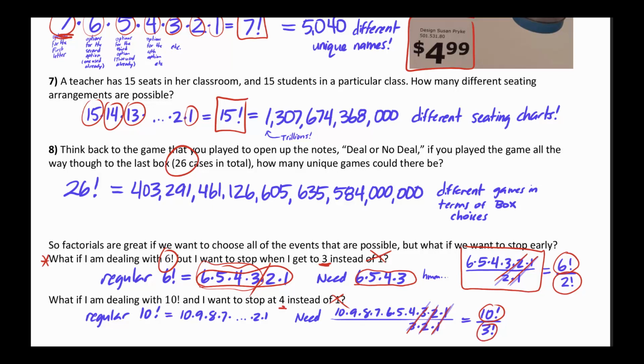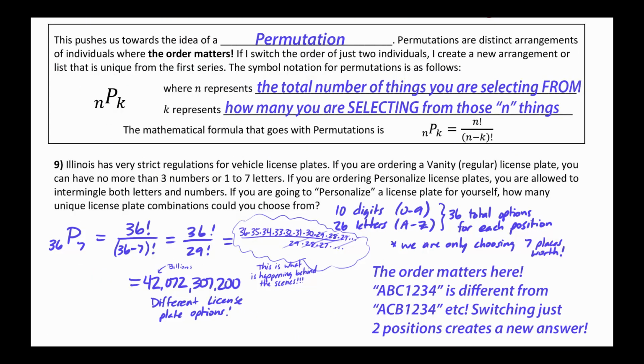This kind of moves me towards some more complex math, a little bit more powerful math. And that is the next definition. The idea of permutations is incredibly important for probability. Permutations are distinct arrangements of individuals where the order matters. That is extremely important. The order matters. I put it in bold. You might want to underline it or highlight it. If I switch the order of just 2 individuals, I create a new arrangement or a new list that's unique from the first one. So in symbol notation, there's a special way to write permutations.